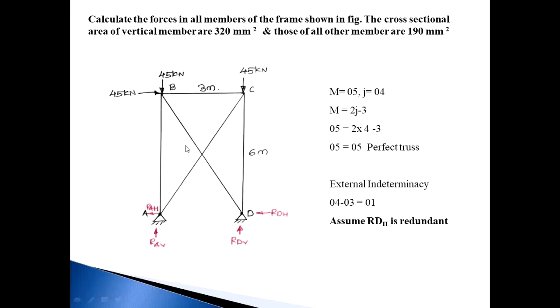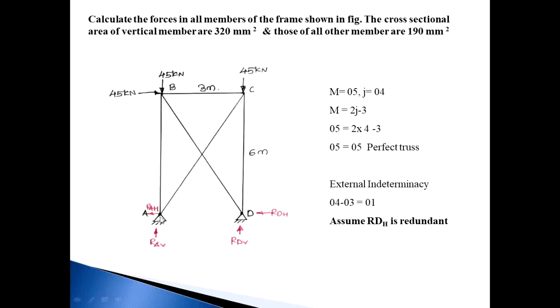Let us see whether the truss is perfect or imperfect. First calculate the number of members: 1, 2, 3, 4 and 5. So m is equal to 5. Number of joints: 1, 2, 3 and 4. So j is equal to 4. We know the equation m is equal to 2j minus 3. So 5 is equal to 2 into 4 minus 3, so 5 is equal to 5. So this truss can be analyzed by the regular method of joints or method of sections.